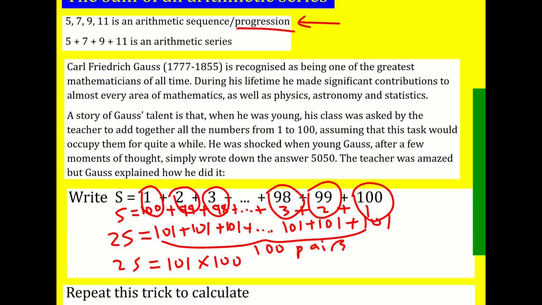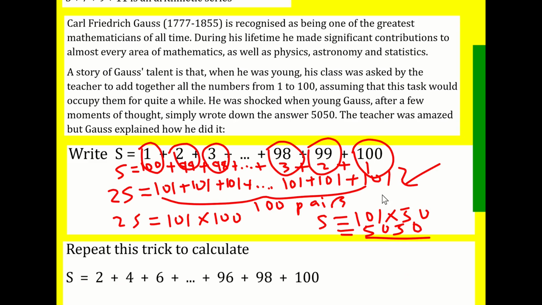Or I could see it that, because I've doubled the sum, I've essentially got 50 pairs overall. In any case, I can write down overall that S is going to be 101 times 50, because I've divided this one by 2. And we can quickly work that out. That's going to be 5050. So that is how Gauss was able to do it really quickly, and such a lovely method.